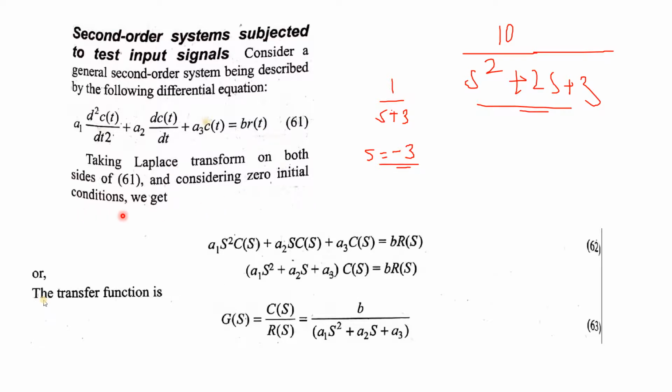Now after the Laplace transform, considering the initial conditions to be 0 because we are representing it in transfer function form. The transfer function is nothing but the Laplace of the output signal to the Laplace of the input signal, considering all the initial conditions to be 0.